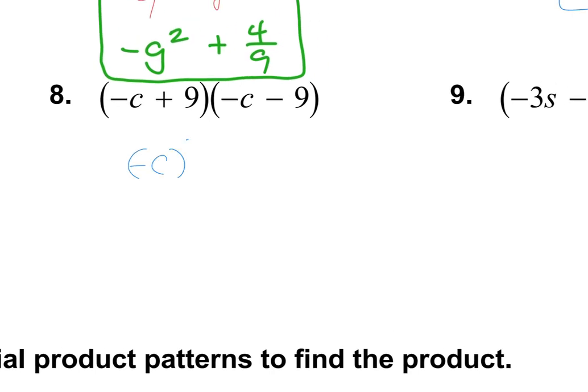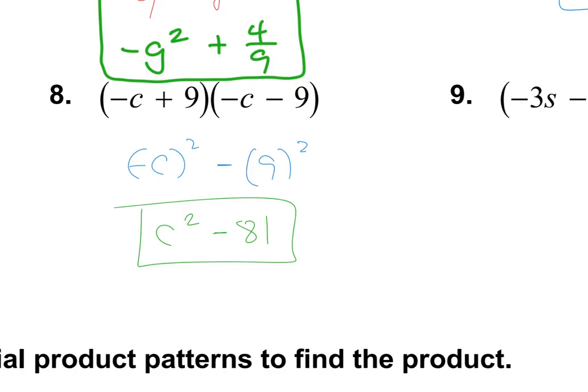Negative c squared minus 9 squared. We get c squared minus 81. Already in standard form. Doesn't need to be rewritten.